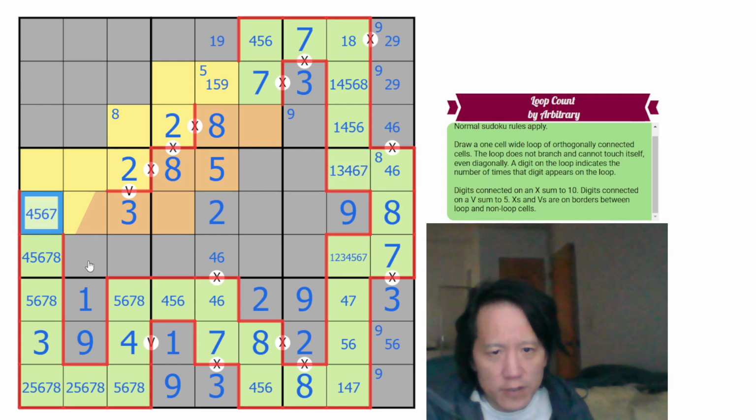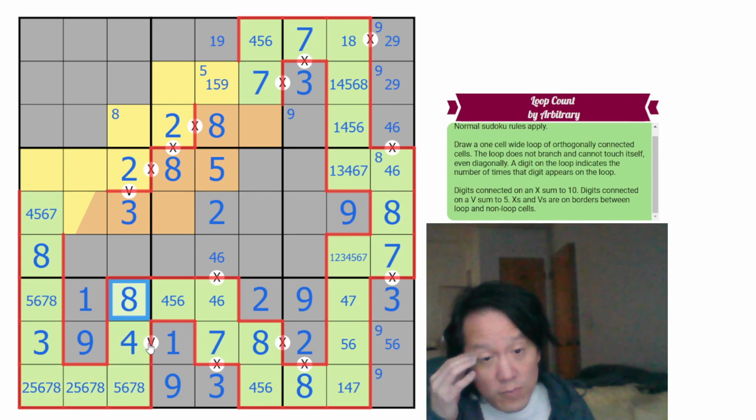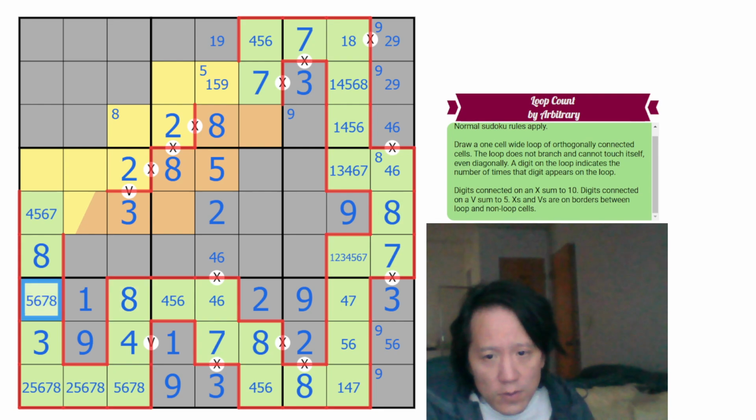This can't be 8. So 8 has to be here, right? Because where is it in box 4? It can't be here. Can't be here. So it has to be here specifically. This can't be 8 then. These two can't be 8. These can't be 8, therefore this is 8. So no 8s, no 8s.